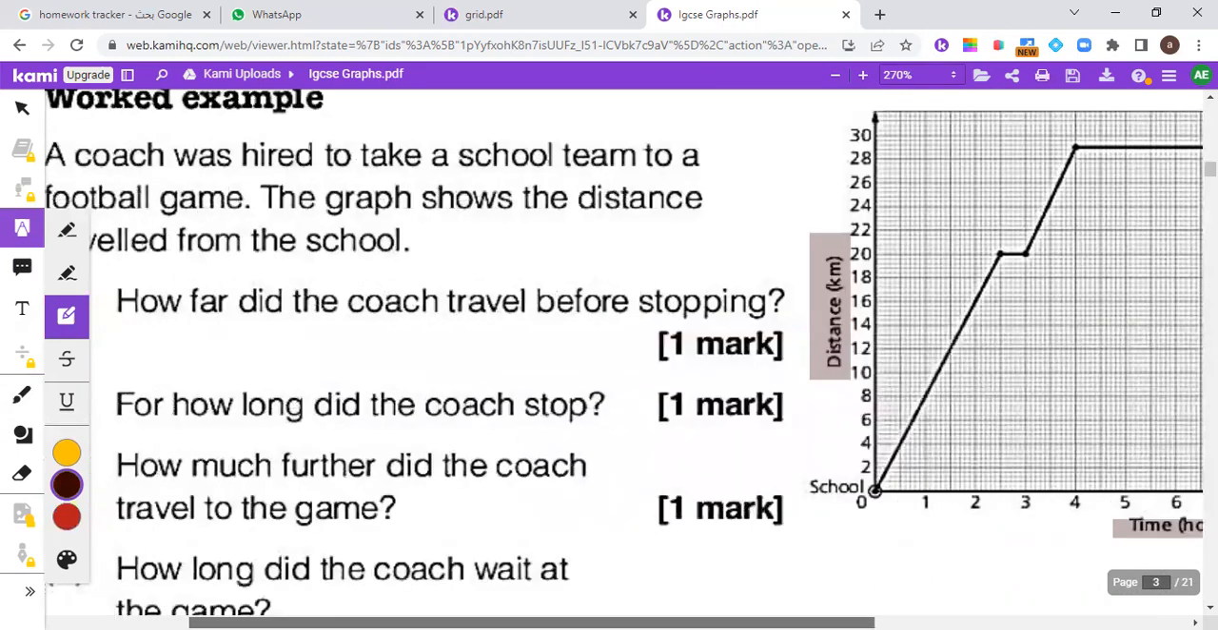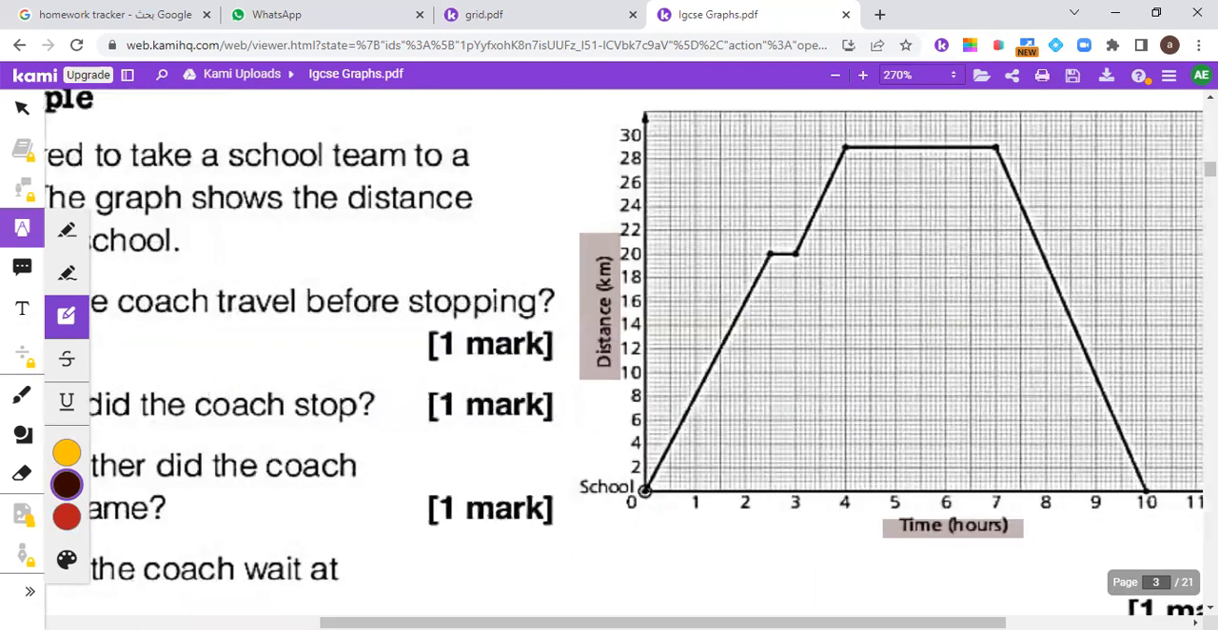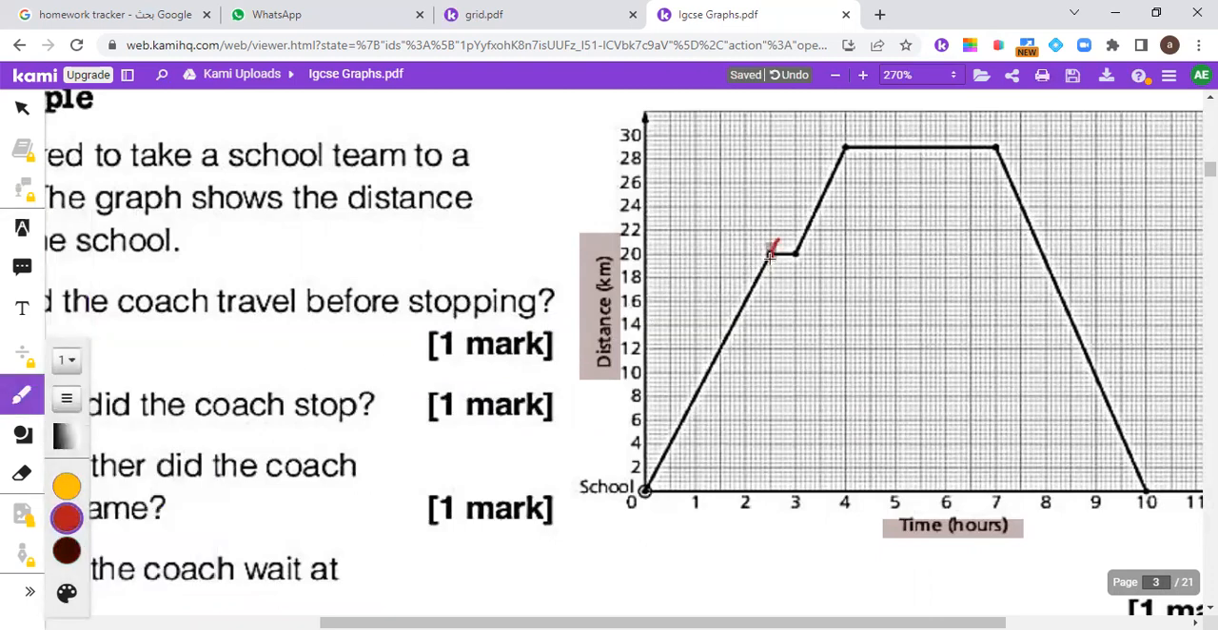Question 1, how far did the coach travel before stopping? So he stopped here. So what is the distance here, doctor? 20 kilometers. Thanks a lot.